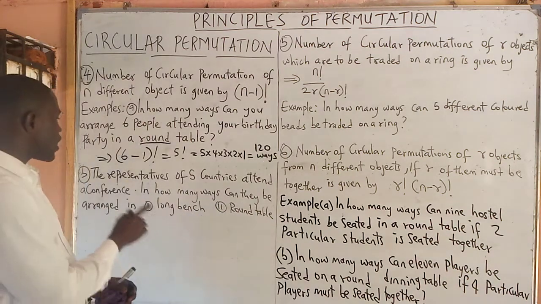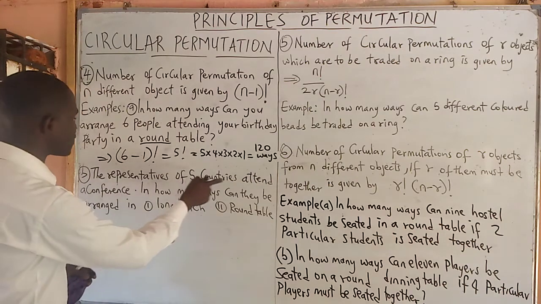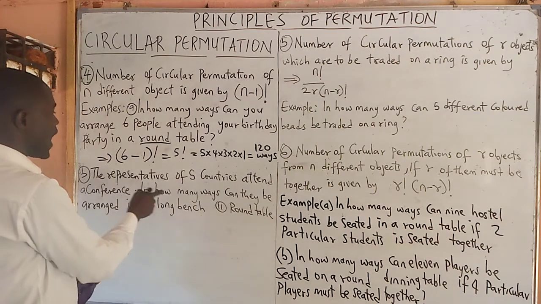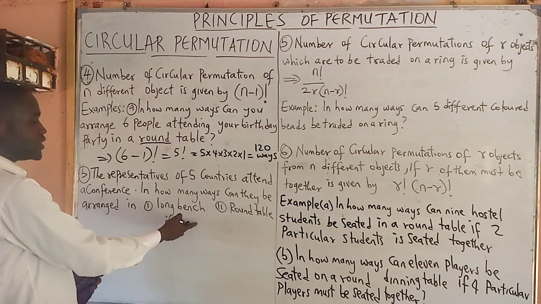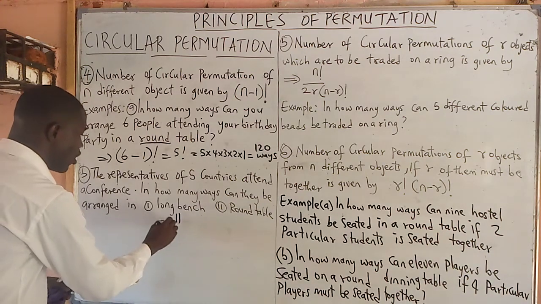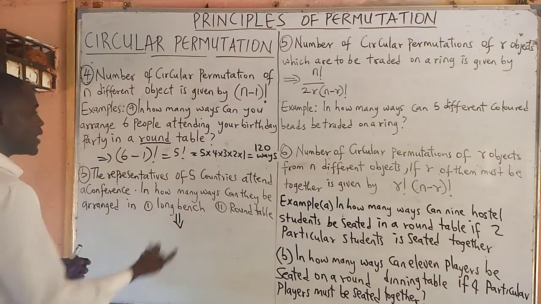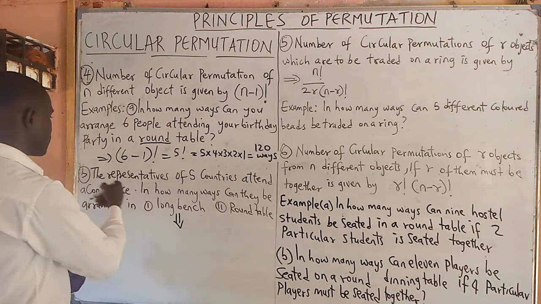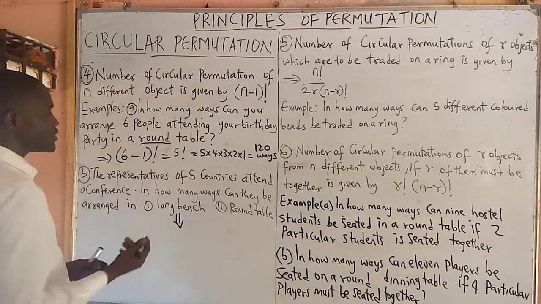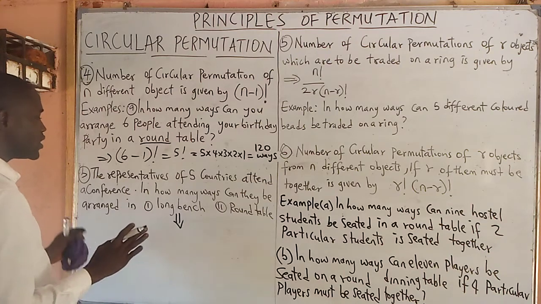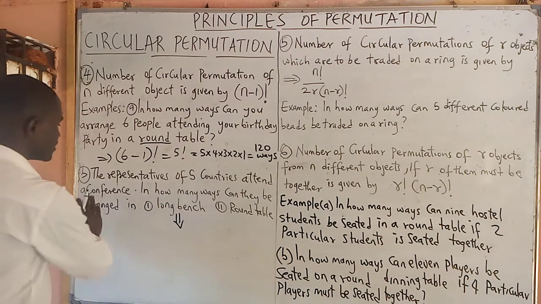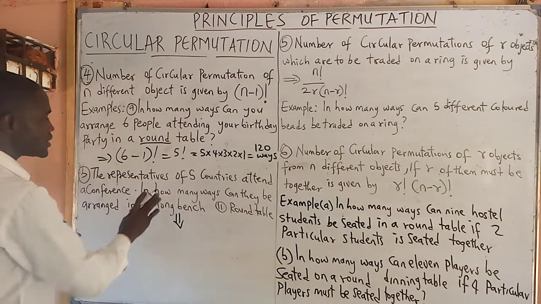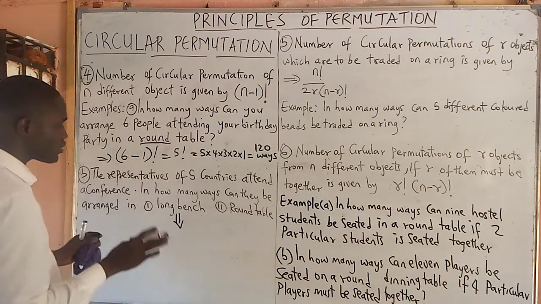Then, the second one: the representatives of 5 countries attend a conference. In how many ways can they be arranged on a long bench? For this long bench, since these are 5 representatives of 5 countries, they do not say that they appear more than once. They do not put any restriction in the question, they only say representatives of 5 countries.